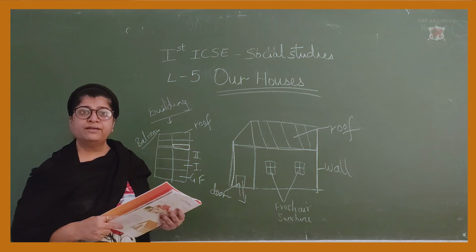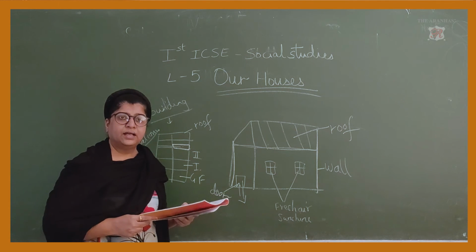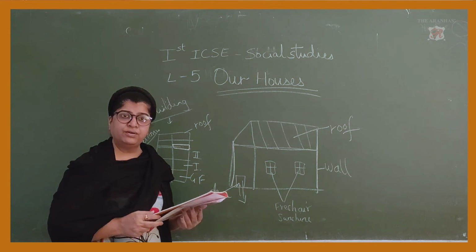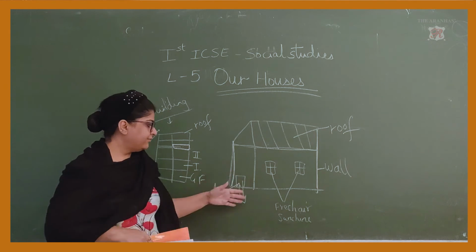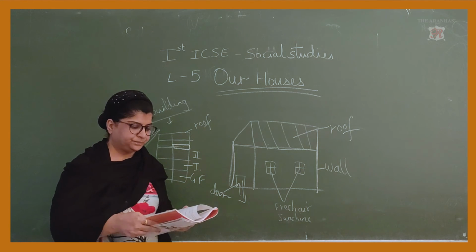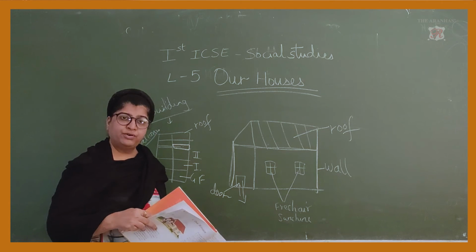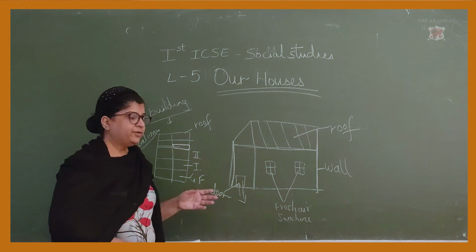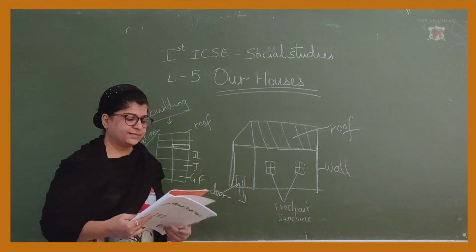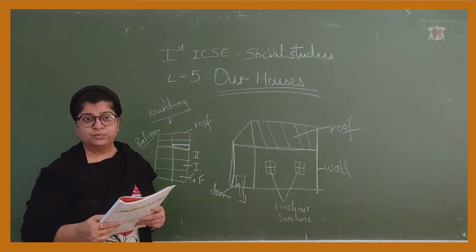Let's go for true and false. A house gives us shelter. True. A house may have only one floor. It can have one floor or it can have many floors, so true. We use the stairs to go from one floor to another. True. I told you how we go from one floor to another: we use the stairs.